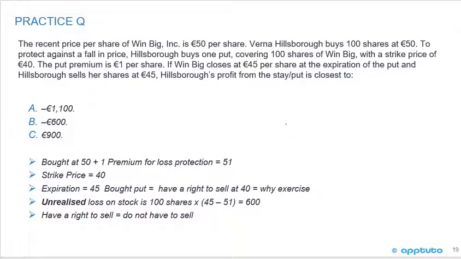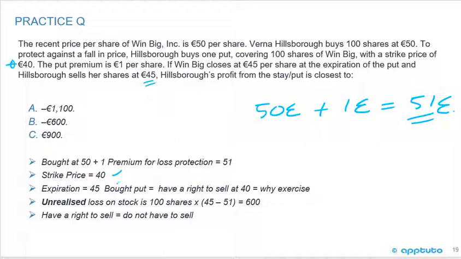Again, I don't think this question is too bad, so we have to say that she bought the shares at 50 euros, okay? So spent 50 euros for the shares, and then also bought the put for 1 euro. So you can see the break even is 51 euros, okay? Now you've bought some downside protection, which gives you the right, but not the obligation to sell at 40, okay? So it says here, though, that she sells her shares at 45. So the strike price is at 40. At expiration is at 45.